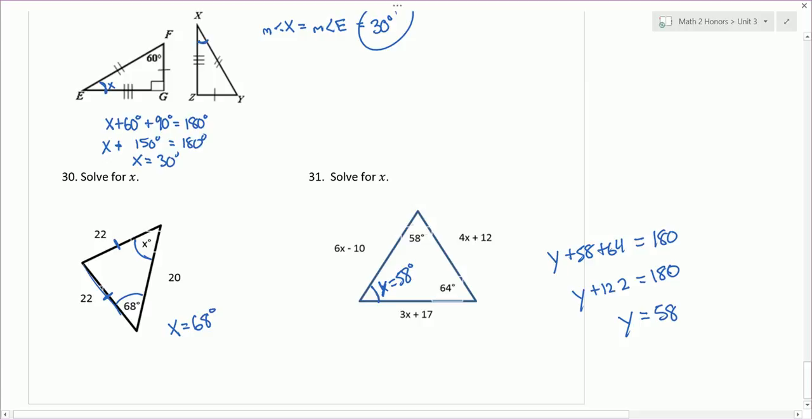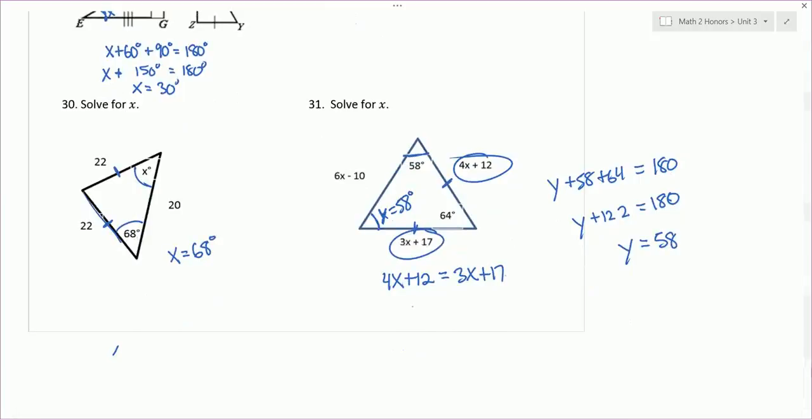So both these angles match. So by the converse of the isosceles triangle theorem, these two sides should be equal to each other. So 4x plus 12 is equal to 3x plus 17. Subtract x from both sides, you get x plus 12 is equal to 17. And then subtract 12 and you get x is equal to 5. And there we have it.